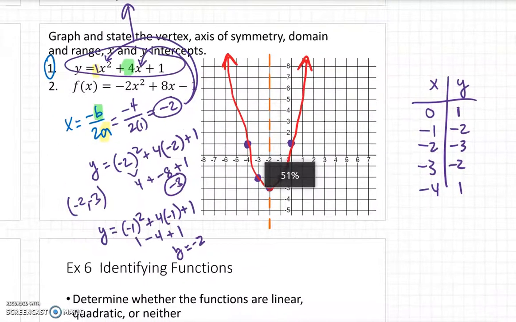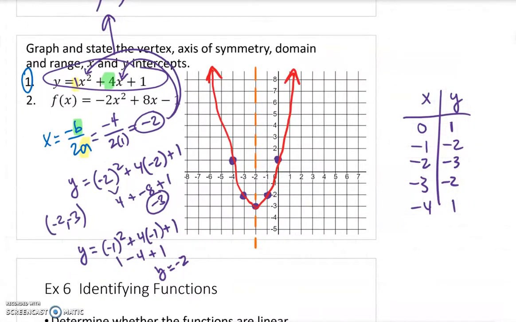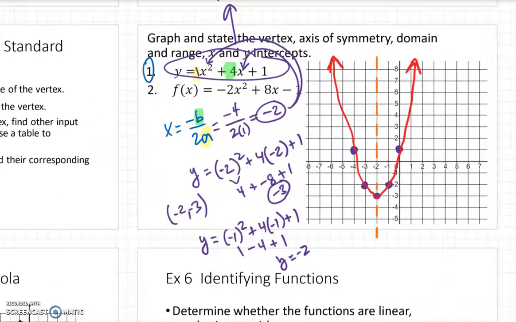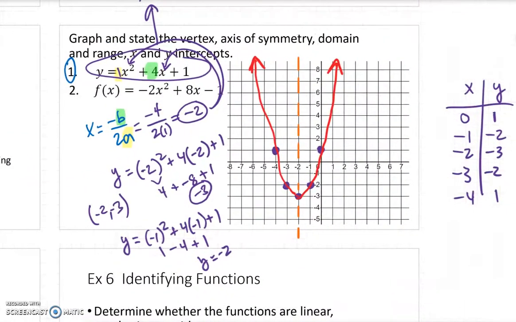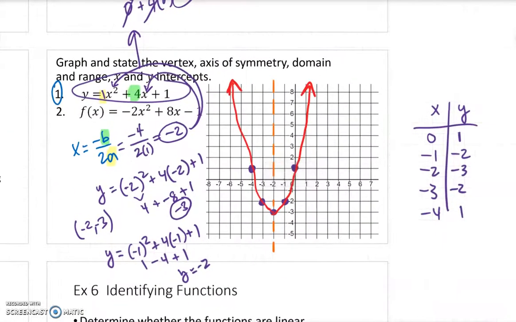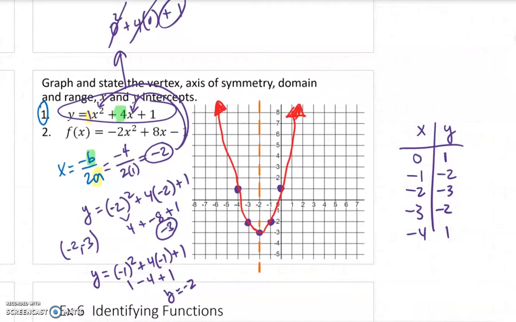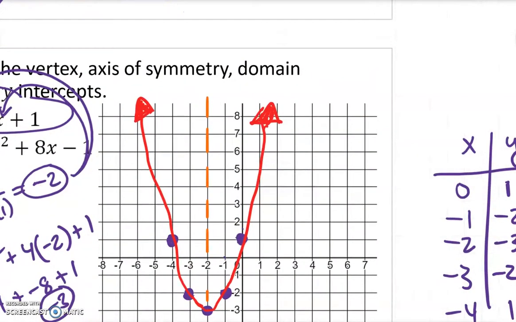And that, ladies and gentlemen, is how you graph a quadratic that's in standard form. And again, we're using these same exact steps that you had already copied down. It does want us to state the axis of symmetry. We already have the axis of symmetry on our graph. It's that line. We always express this as an equation. This line has an equation. We call this equation x equals negative 2.